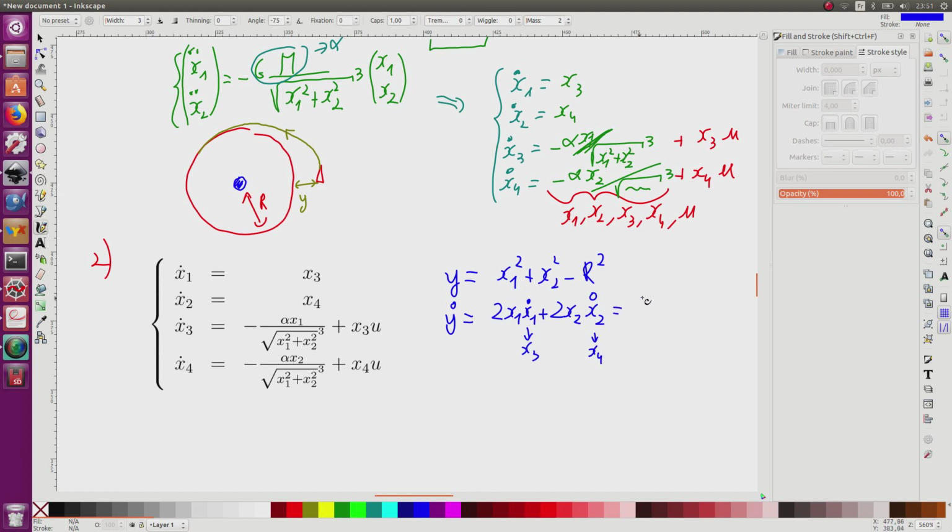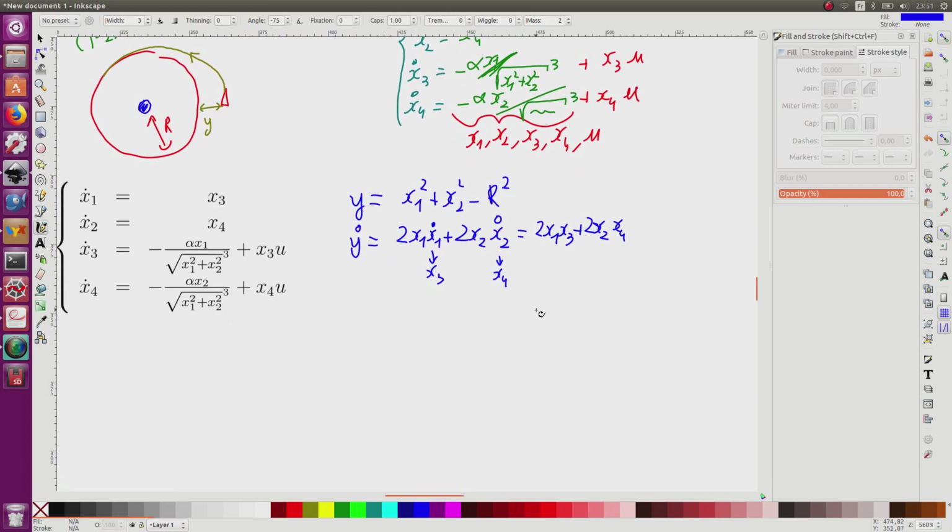So here I will have 2x1 x3 plus 2x2 x4. Okay. So since u does not occur in this expression, I will have to derive once more.